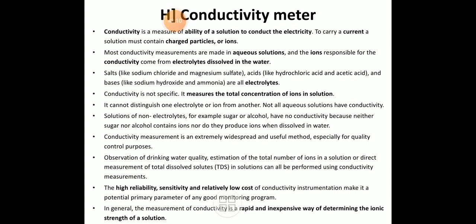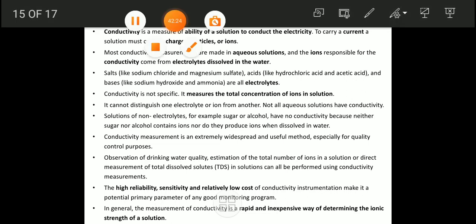Salts like sodium chloride, magnesium sulfate, acids like hydrochloric acid, acetic acid, and bases like sodium hydroxide and ammonia are the electrolytes. Conductivity is not specific; it measures the total concentration of ions in the solution. It cannot distinguish one electrolyte or ion from another. Not all aqueous solutions, my friends, have conductivity. Solutions of a non-electrolyte, for example sugar or alcohol, cannot pass electricity.